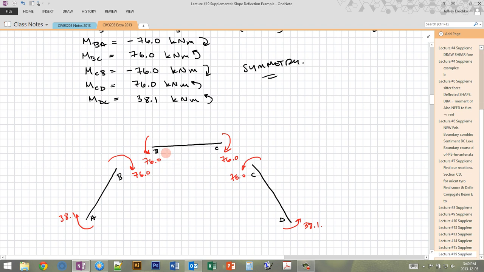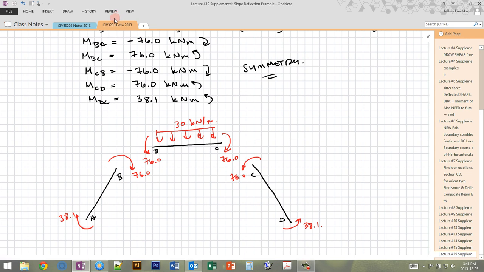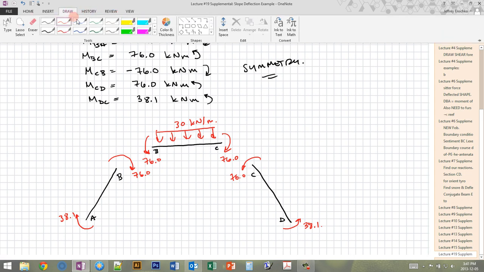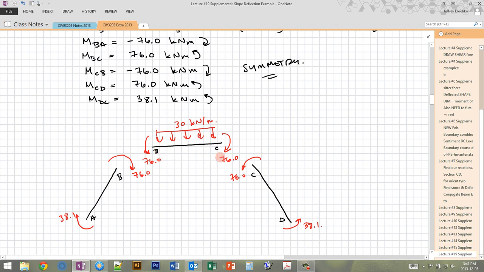Now I've left out the shears here, but let me draw in the external force. And the only external force here is the uniformly distributed load. And then I can look at finding the shear for this. So if I want to find the shear for this beam here, I'm going to find that it looks like this. And I just can use the equilibrium of BC to find these shears. Okay, this is 105, and this one also is 105 kilonewtons.